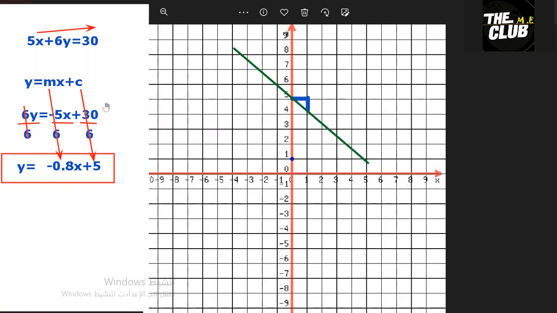The point is the y-intercept. This point on the graph is the y-intercept. What does y-intercept mean? Yeah, the last number right here, the 5. That is the number on the y-axis. We put the dot on the y-axis.